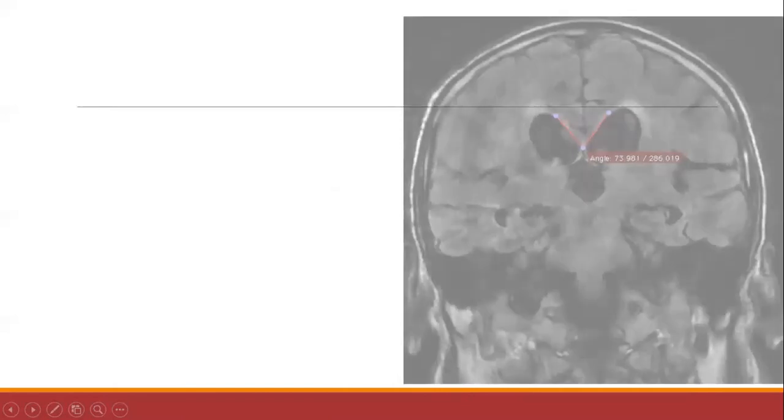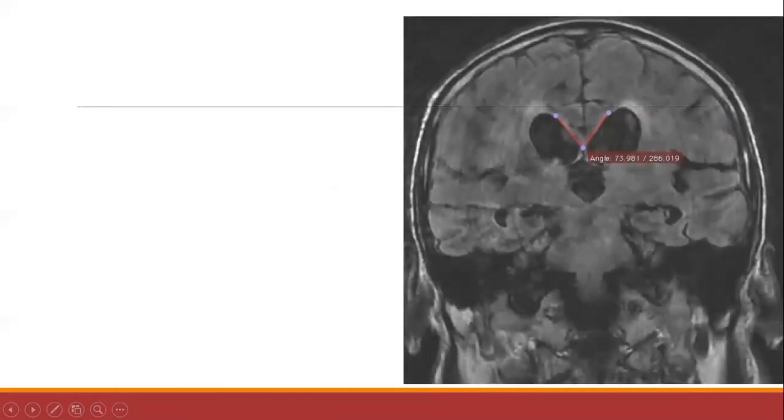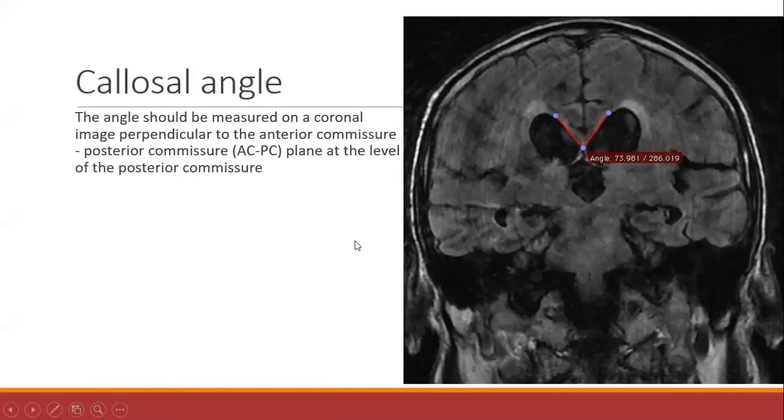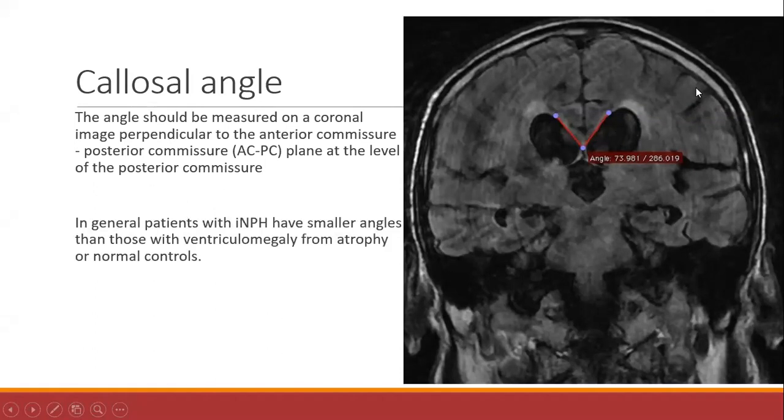What is this angle? Callosal angle. So what is the normal callosal angle and what do you get in a patient with NPH? It becomes more acute in normal pressure hydrocephalus. Less than 90. So the callosal angle you should measure on a coronal image perpendicular to the anterior commissure, posterior commissure plane, at the level of the posterior commissure.